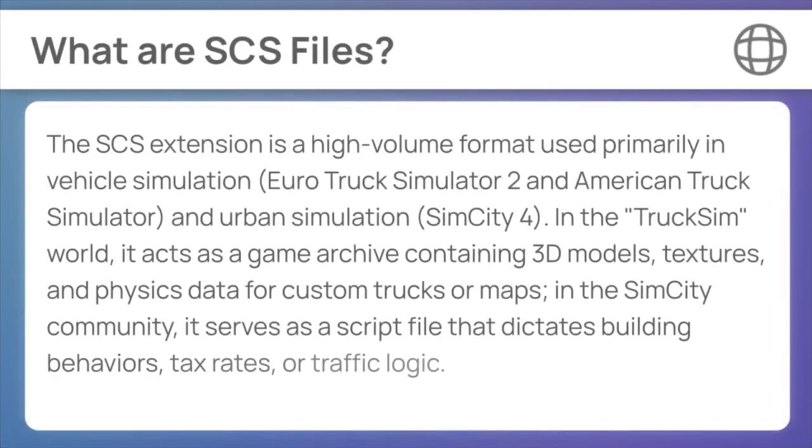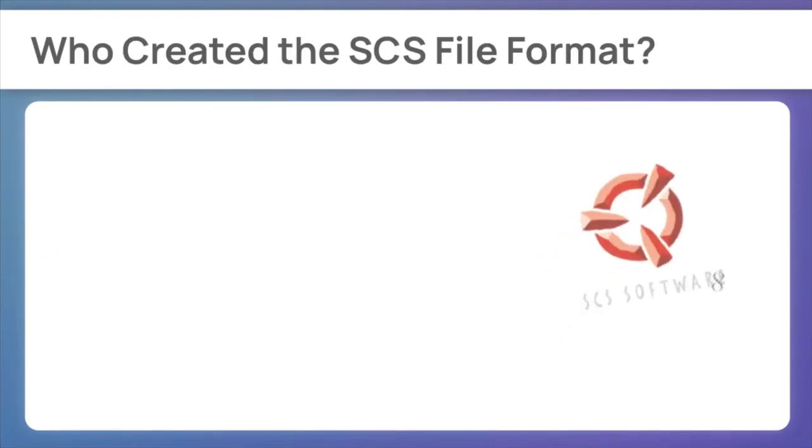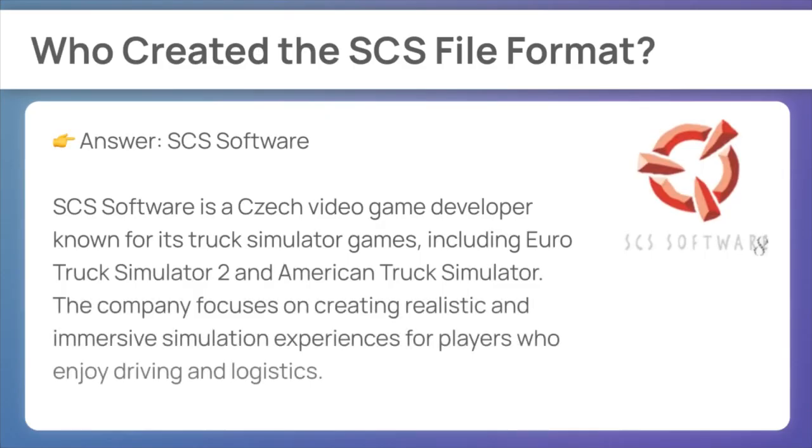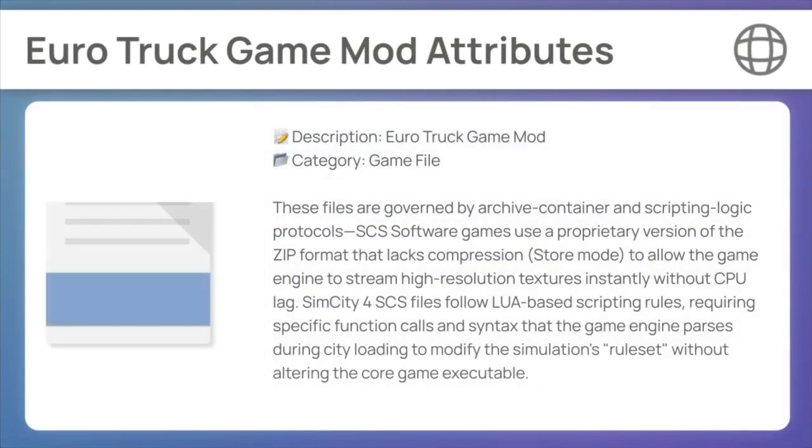The SCS extension is a high-volume format used primarily in vehicle simulation, Euro Truck Simulator 2 and American Truck Simulator, and urban simulation, SimCity 4. In the truck sim world, it acts as a game archive containing 3D models, textures, and physics data for custom trucks or maps. In the SimCity community, it serves as a script file that dictates building behaviors, tax rates, or traffic logic. These files are governed by archive container and scripting logic protocols.